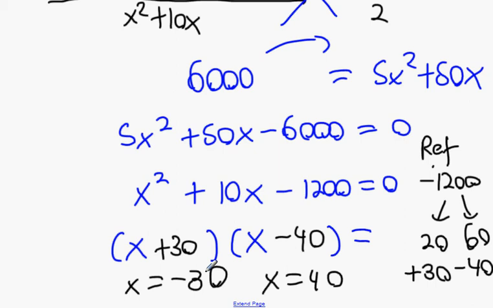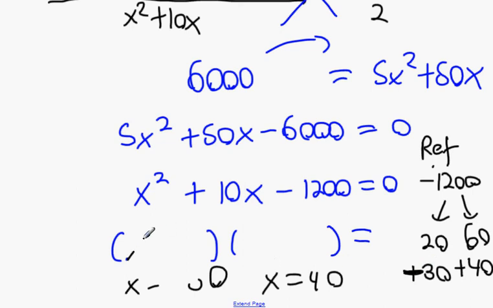Oh, it's a plus 10. Oh, excuse me, so if it's plus 10, got to keep an eye on that, that would have made it plus 40 minus 30. So it's x minus 30, x plus 40. So what that actually does is it makes it minus 40 and x equals plus 30. So the actual answer is 30 people.